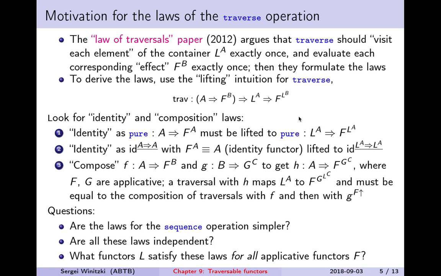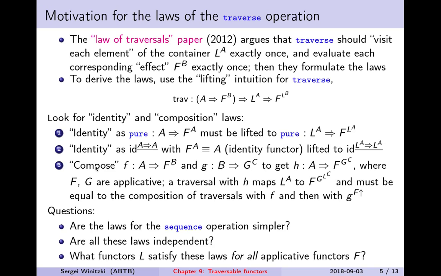Now, another way of formulating identity is to say that if F is the identity functor, so then there's no F here, just B, then identity function here is ordinary, A to A, and that should be lifted to identity LA to LA. So F is just identity functor, and then this identity should be lifted to this. So that is another way of formulating an identity law. Let's find out.